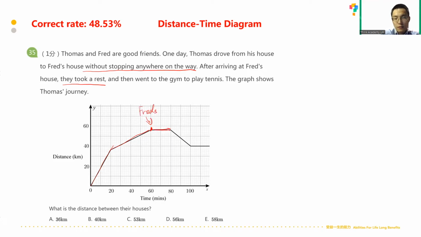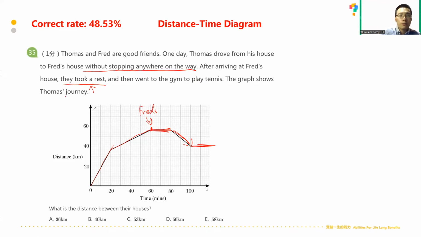And then flat, see, we have a flat line, which corresponds to this sentence here. They took a rest, they're not moving, they're staying still. And then they went to the gym, which is 16 kilometers backwards. They went to the gym to play tennis. So when they're playing tennis, they're staying at the gym. They're not moving. They're staying still, right? So that corresponds with this flat line over here. That the whole graph makes sense.